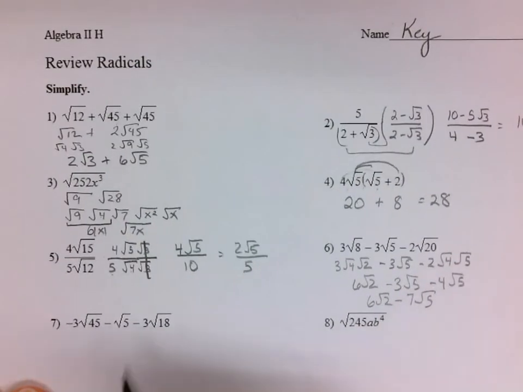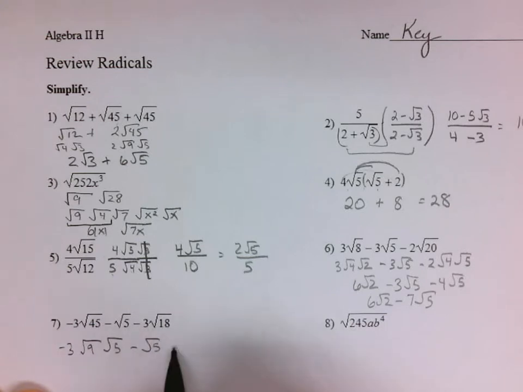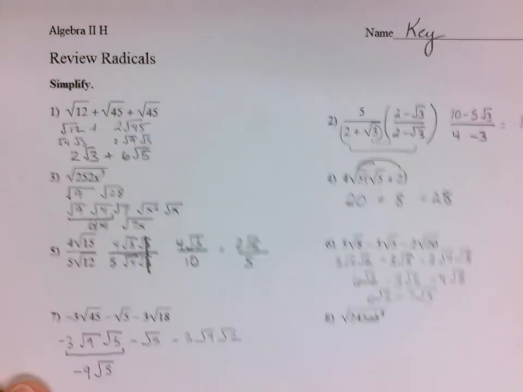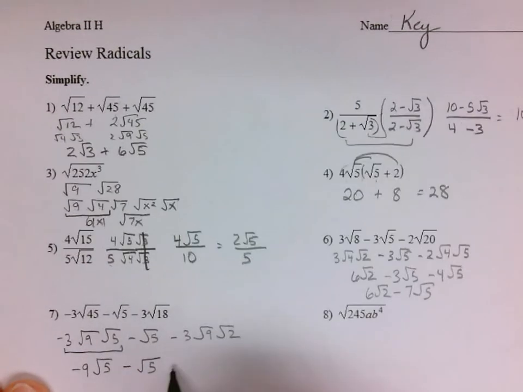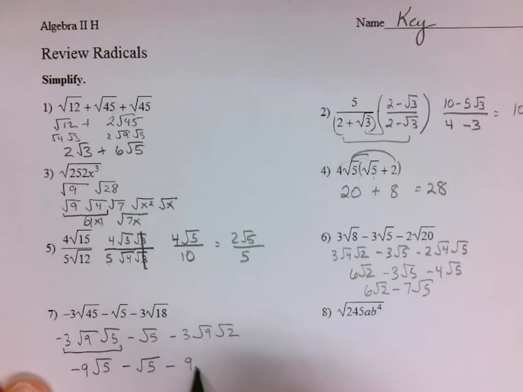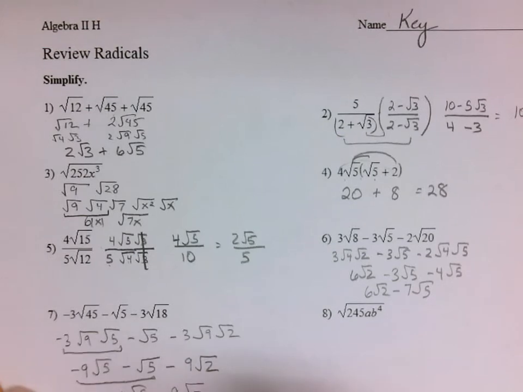No like radicals, but I can break stuff down. 9 and 5, 9 and 2. So this is negative 9 radical 5 minus radical 5, negative 9 radical 2. So that's negative 10 radical 5 minus 9 radical 2. Do not combine any further.